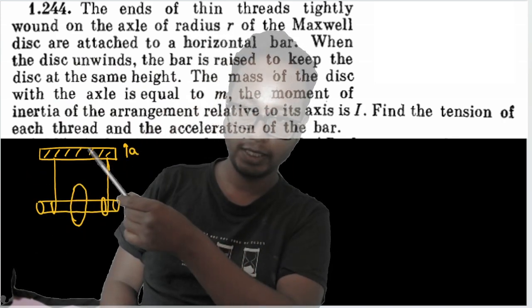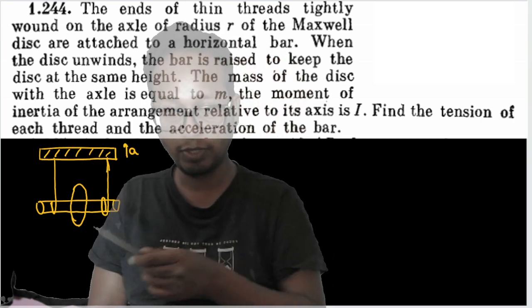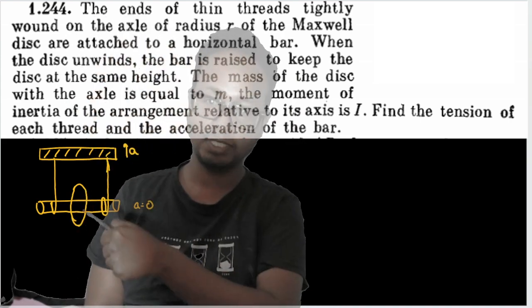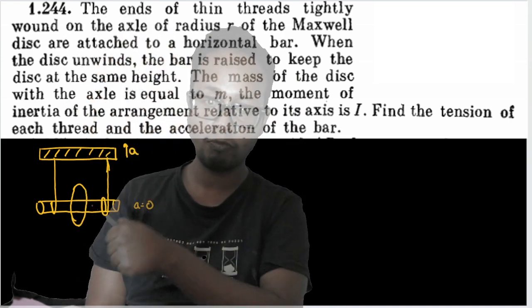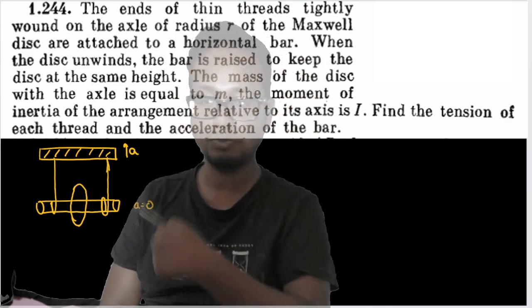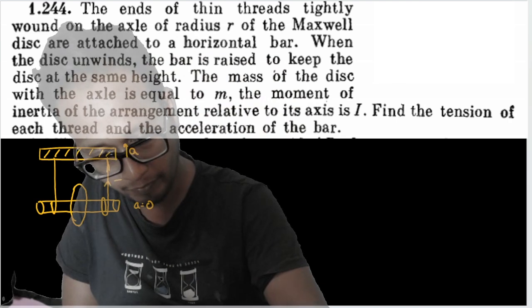Now this body is moving up with an acceleration A such that the acceleration of this Maxwell disk is zero. That means when I see this Maxwell disk from the ground, it neither moves up nor moves down. We have to find out the angular acceleration of this Maxwell disk. How do I do that? Let us first find out the tension in the rope.